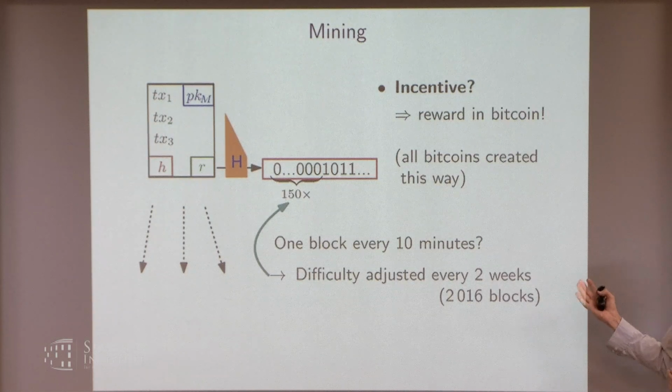So the reason why everything actually takes less than 2 weeks is because up until now, most of the time, the computing power was increasing. So these 2016 blocks always took shorter than the 2 weeks. That's also why the inflation schedule is kind of ahead of time.